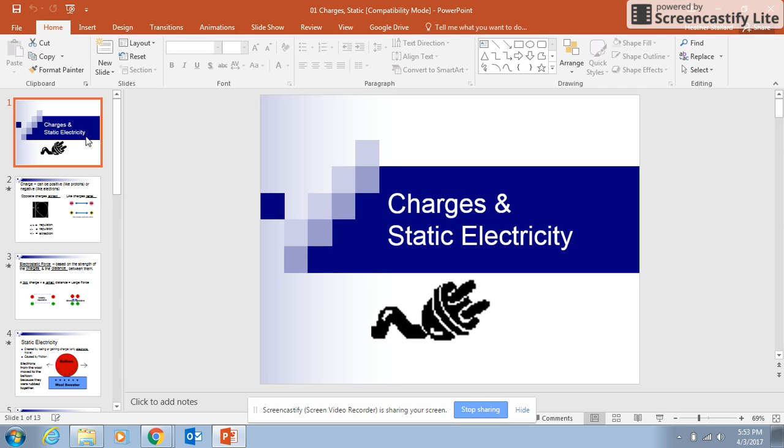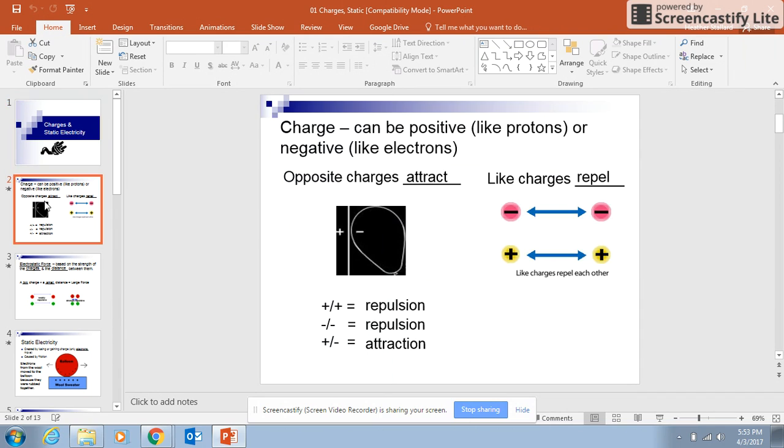Okay, so today I'm going to talk to you guys about charges and static electricity. If you notice here first, it tells us that a charge can be positive like protons or negative like electrons. If you remember back when we talked about the parts of the atom, you have positive charges in the center of the atom, those are our protons, and we have the electrons outside. Those are the ones that are orbiting the outside of the nucleus, and they're negative.